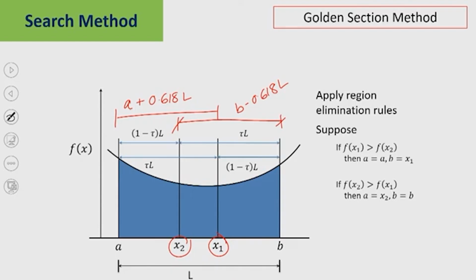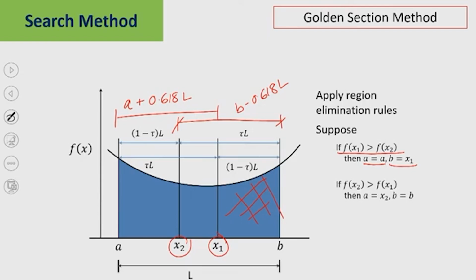And then you will apply the region elimination concept. In that case you will compare the function values at x 1 and x 2. The first condition is if f of x 1 is greater than f of x 2. In that case what will happen? The region x 1 to B will be eliminated. Therefore, A will not change. So, A will be equal to A, then B will be equal to x 1, because this particular region will be eliminated. Okay. So, if this condition is true.